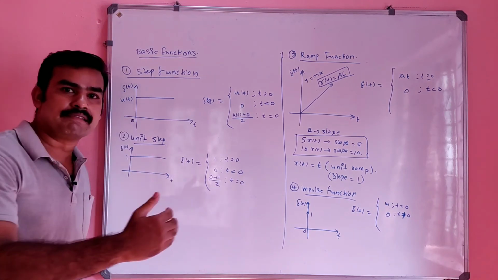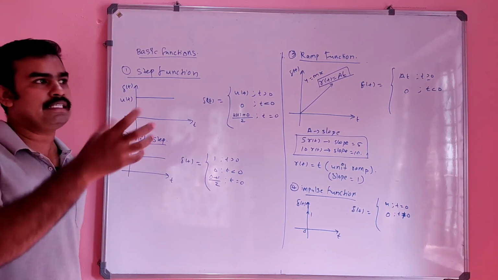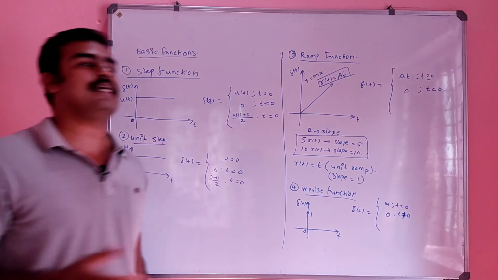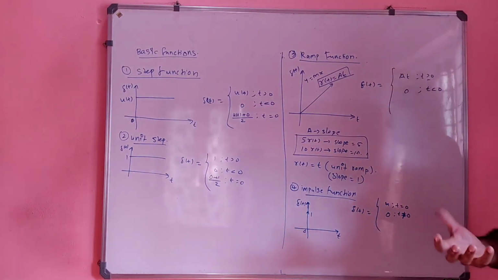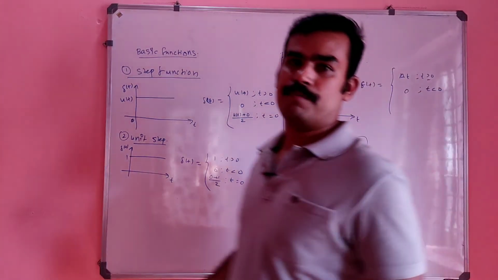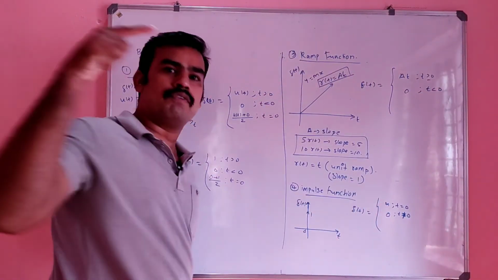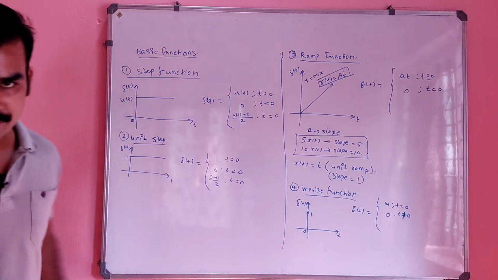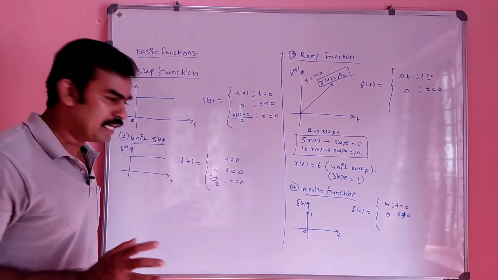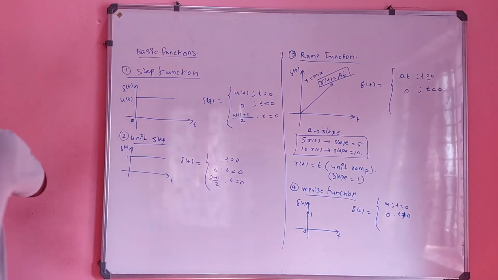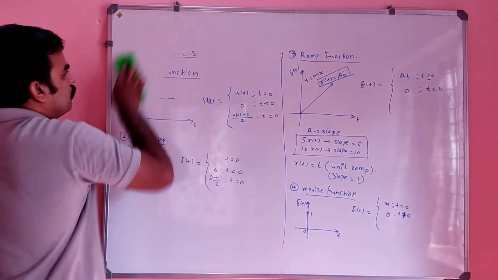Transients means some waves which appear for a very short duration in an electrical system. So transients are considered to be like an impulse waveform, acting for a very short duration and vanishing after that. So that is called the impulse function. I will explain more about this impulse function, and how it is obtained.